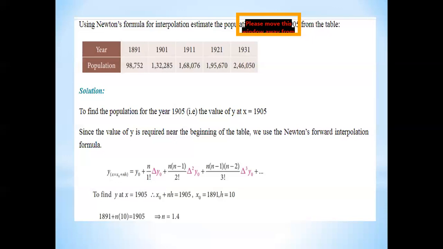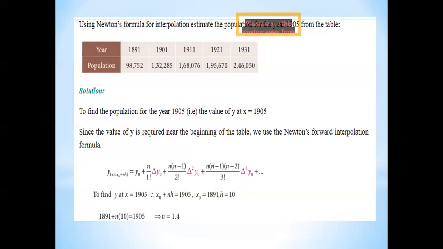forward interpolation formula. That is, y of x is equal to y naught plus n into del y naught by 1 factorial plus n into n minus 1 divided by 2 factorial into del square y naught plus n into n minus 1 into n minus 2 divided by 3 factorial del cube y naught plus and so on.